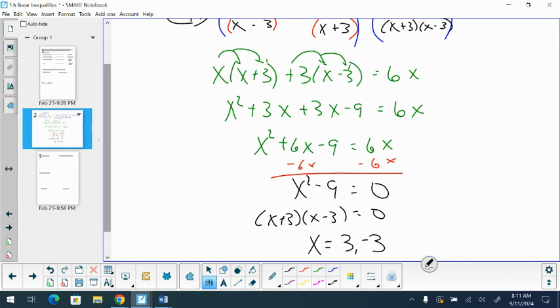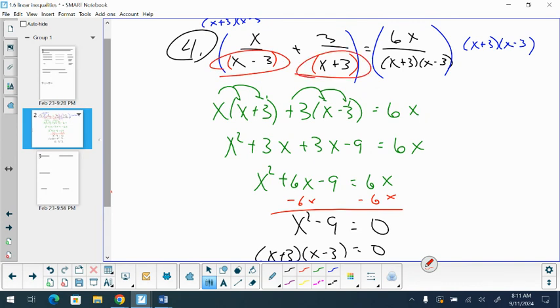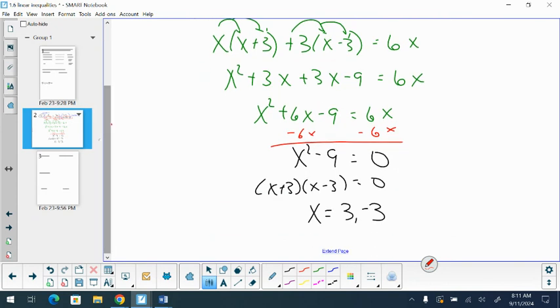Okay, once we solve this, we have a rational expression, which means we have variables in the denominator. We have to make sure our solutions do not make any of our original denominators equal to a value of 0. Well, if I put my 3 into the first one, I get 3 over 0, which is undefined. If I put negative 3 into the second one, I get 3 over 0, which is undefined. So both of these will give us undefined fractions, which means our solution is going to be an empty set.